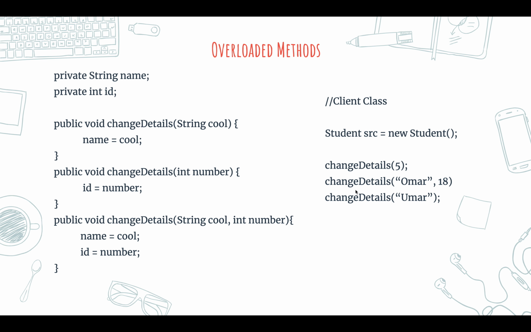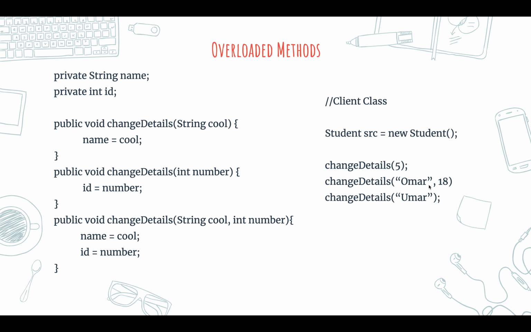Let's look at the second statement. What it does is access the change details method, but this time it has two arguments, a string argument and an integer argument. So it's going to look at the first one, change details string cool. We don't have a string, we don't have two arguments here. So we're going to look at this one. We don't have two arguments here either. So we're going to look at this other change details method. And we do have two arguments. Are they the same variable types? Well, we have a string here and we have an integer here. So this change details method works because we have the method name and the same argument types.